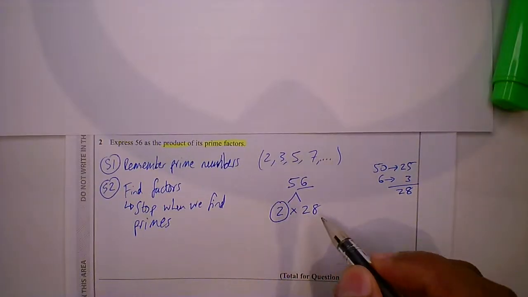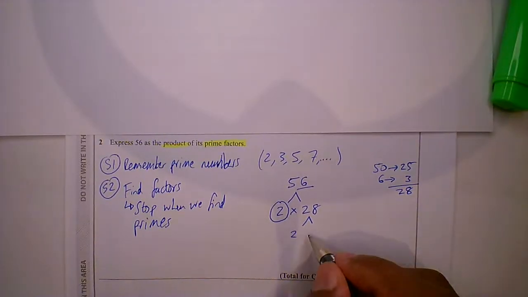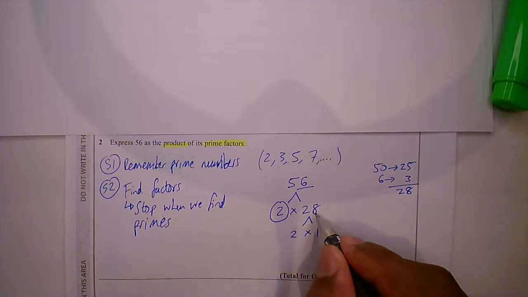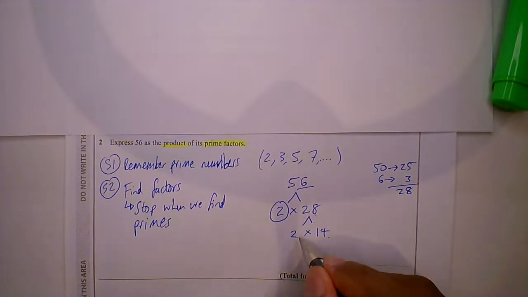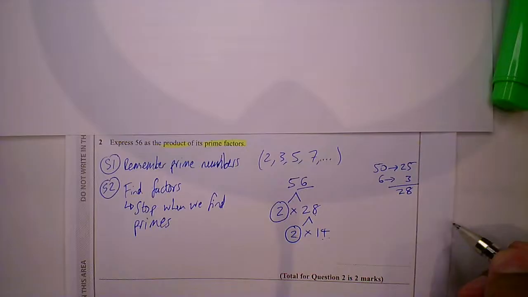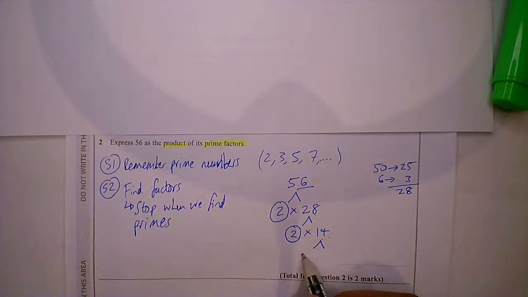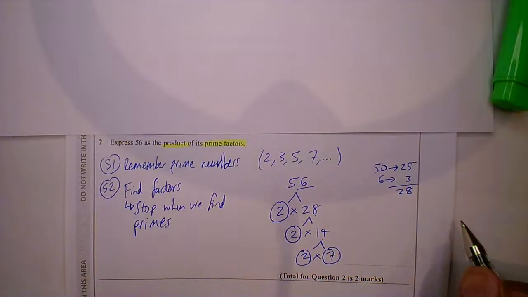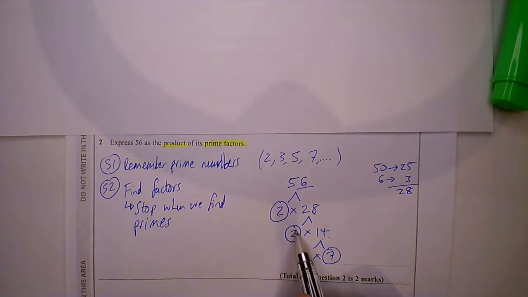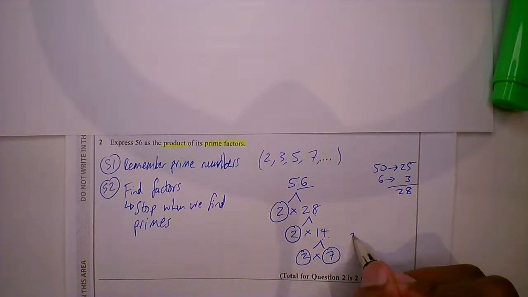So 2 is a prime number. 28 is 2 times 14. 8 divided by 2 is 4. 2 divided by 2 is 1. 2 is a prime number. 14 is 2 times 7. 2 is a prime number. 7 is a prime number. My final answer is 2 times 2 times 2 times 7.